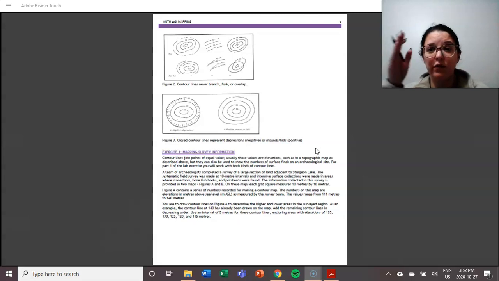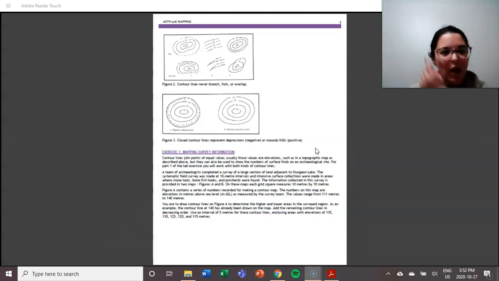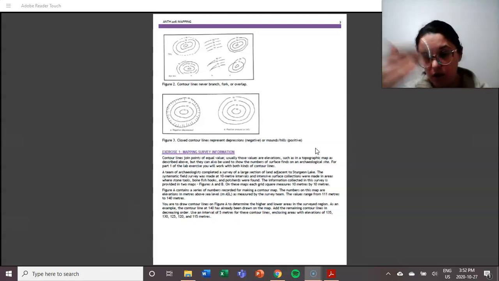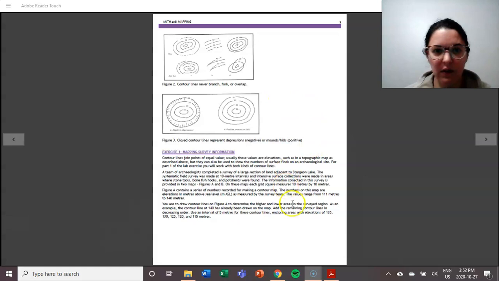But we don't have to do it for every single meter. Instead, what we've been asked to do is use an interval of 5 meters. That means we're going to enclose all the areas that have an elevation of 135 meters, then 130 meters, and 125, and so on and so forth. But really what they're talking about is between. I'll do the first one for you as an example.